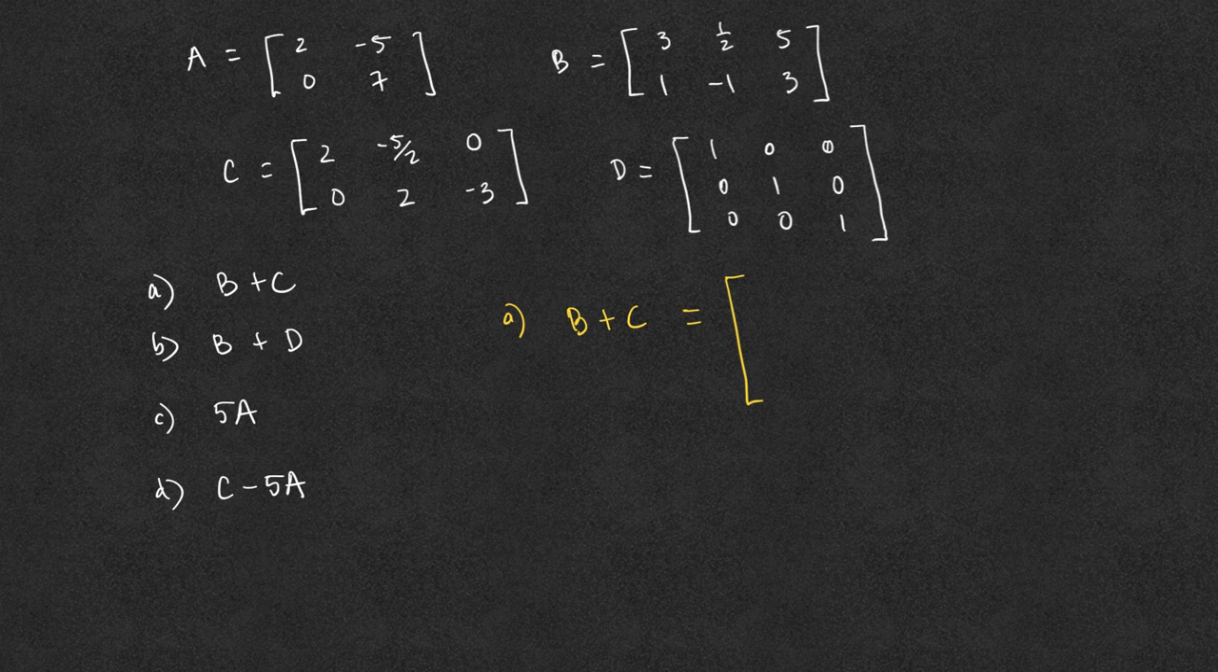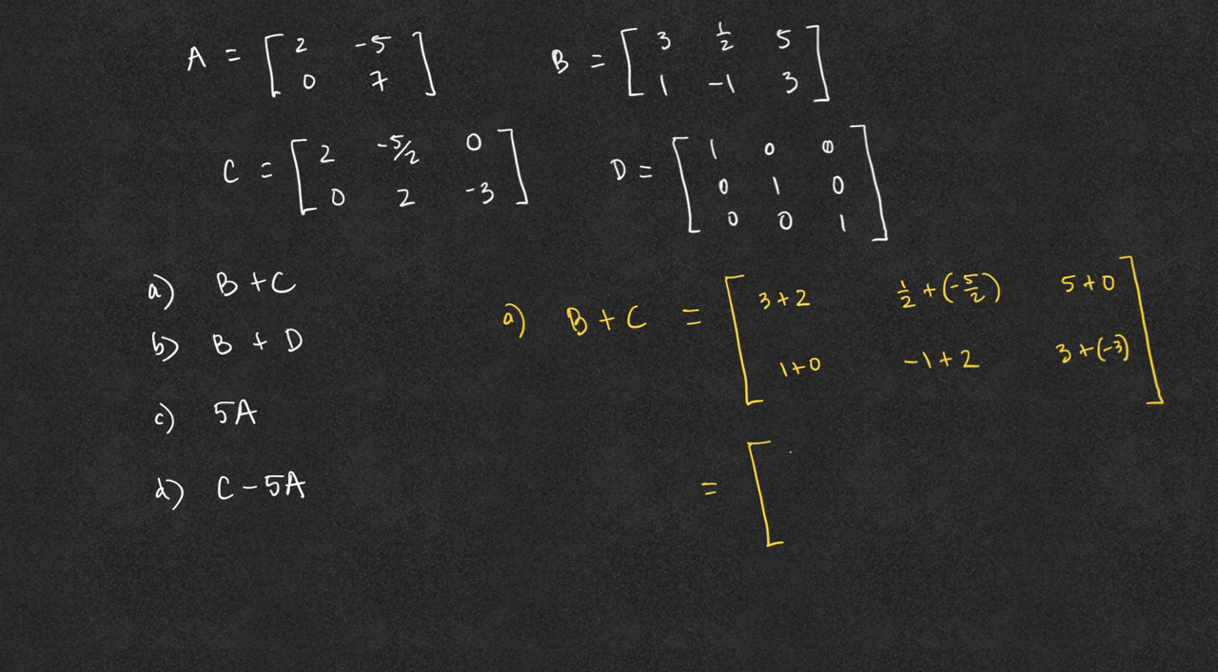The first entry B11 is 3, and the first entry C11 is 2. 3 plus 2, to obtain the entry in the sum. Then 1/2 plus -5/2, 5 plus 0, corresponding entries. For the second row, 1 plus 0, -1 plus 2, 3 plus -3. We still need to evaluate or simplify this.